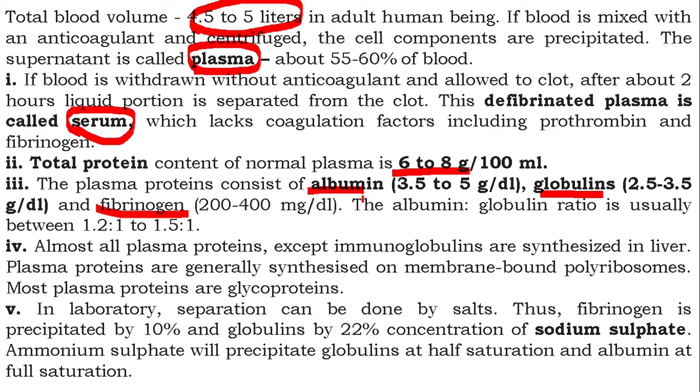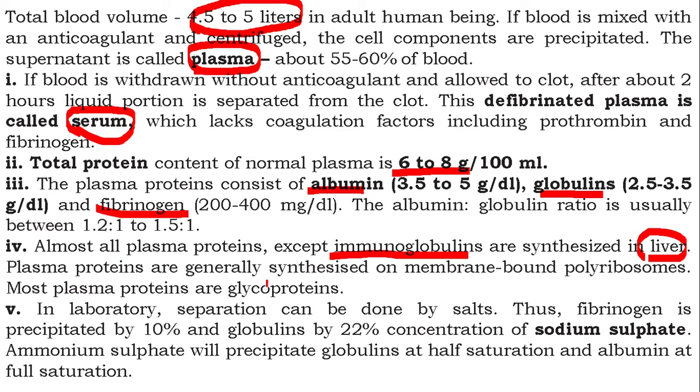By the way, albumin is the most abundant protein in the blood, 3.5 to 5 gram in deciliter, meaning 100 ml. While globulin is lesser. You know, globulins are actually immunoglobulins. Many of the globulins are providing us with immunity. You might have heard of antibodies. These globulins are actually antibodies. And you know that fibrinogen is a clotting factor. And almost all the plasma proteins except antibodies are synthesized in the liver.